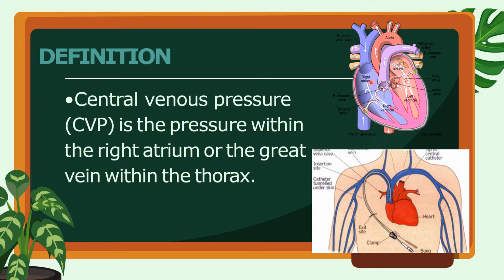Let me remind you that the placement sites of central catheter include the internal jugular vein, the femoral vein, and the subclavian vein. So as you can see in this picture, the right internal jugular vein and the left subclavian vein are the most direct paths to the right atrium via the superior vena cava.